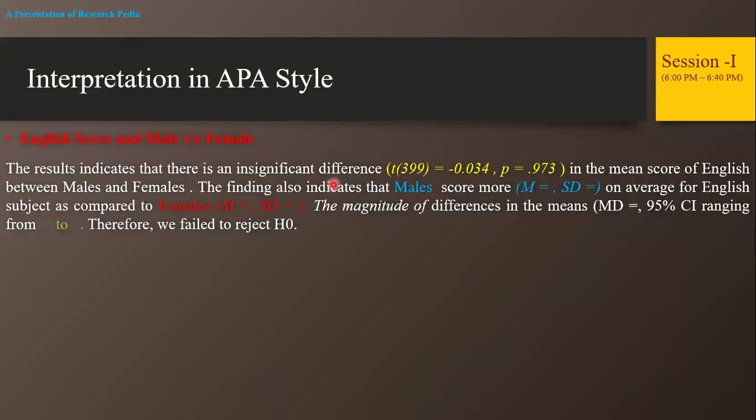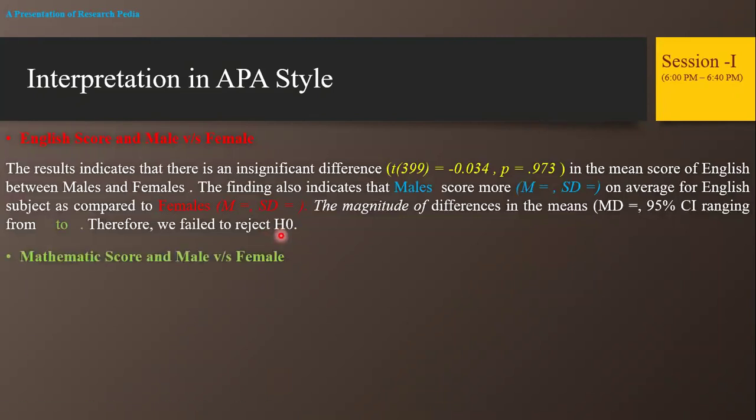The finding also indicates that male students score more on average for the English subject as compared to female students. Due to shortage of time, I didn't put the mean values over here, but you can put them in. The magnitude of difference in the mean is this and this. Therefore, we fail to reject H naught. In the case of English, we fail to reject H naught.